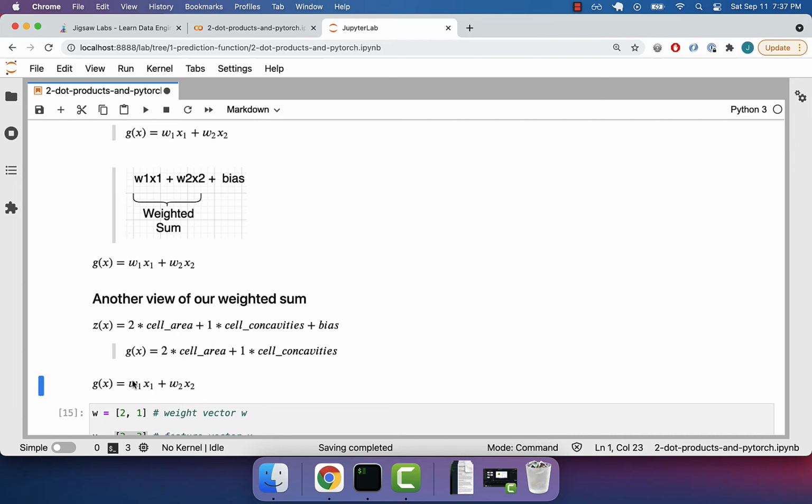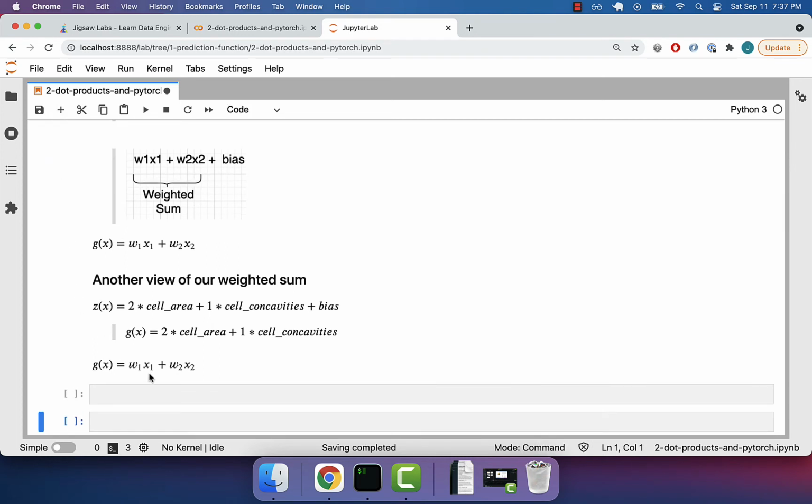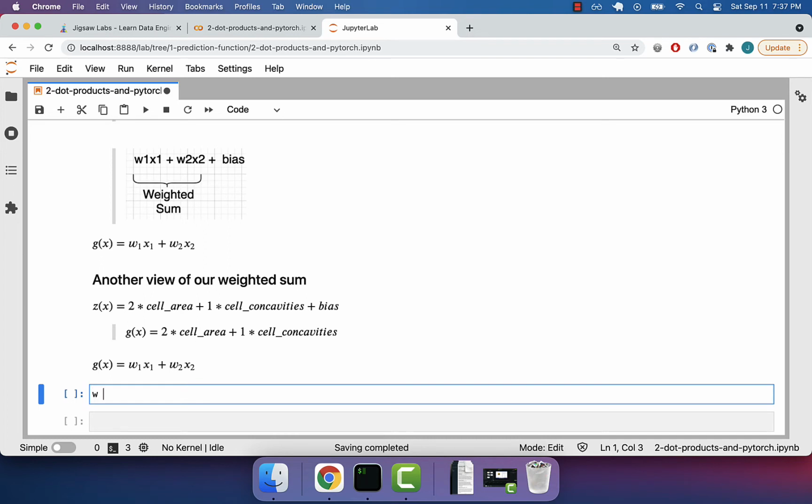Now this is where it gets interesting. If you just focus in on the weighted sum, we can start by collecting these weights. This is W1, this is W2, our first weight and our second weight. We can put these in a vector, 2 and 1. I said vector, but really we know this as a list in Python. Mathematically, we would call this a vector, and we call this our weight vector.